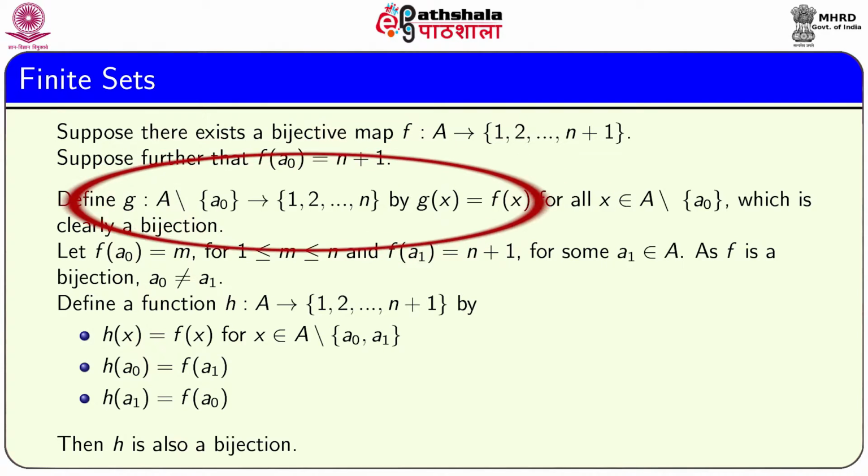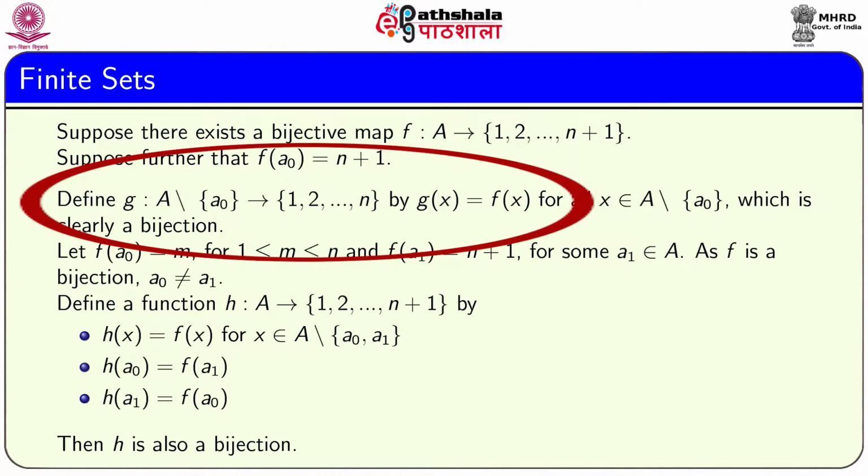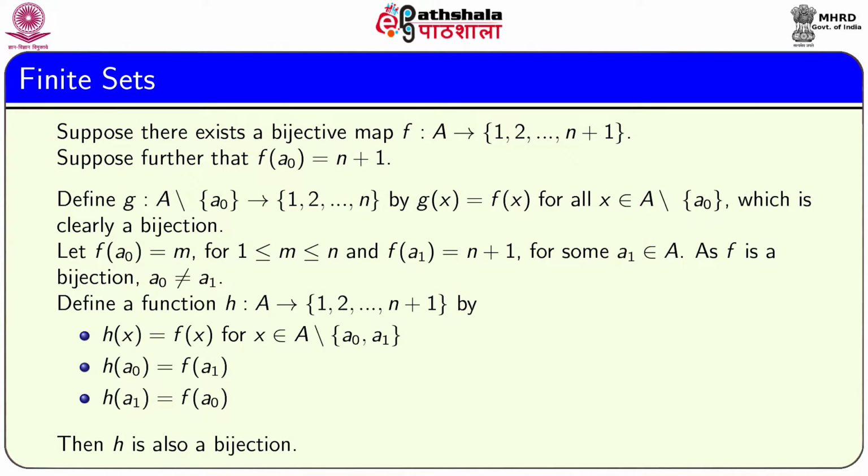So, we define a function G from A minus A0 to the set 1 to n defined by G(x) equal to F(x) for all x taken from A minus A0. And of course, this is a bijection.